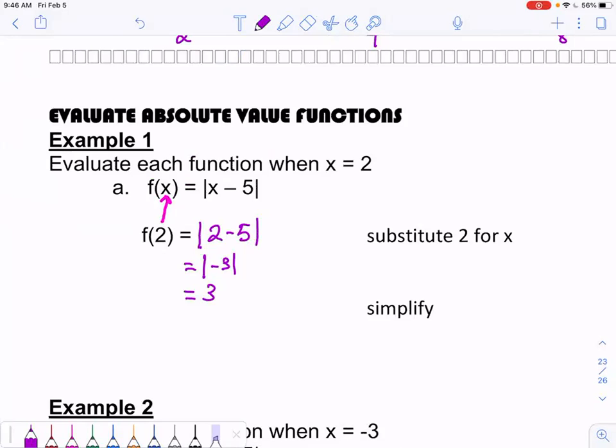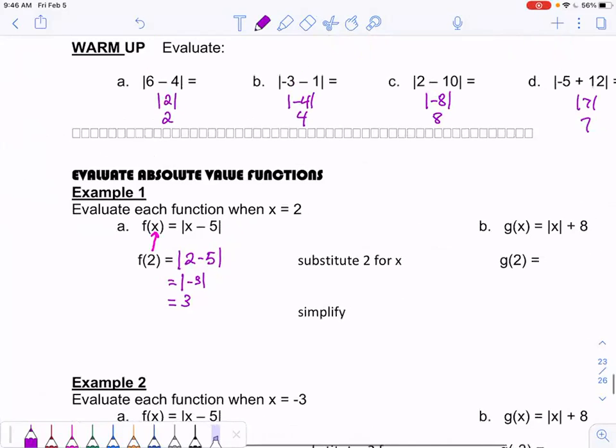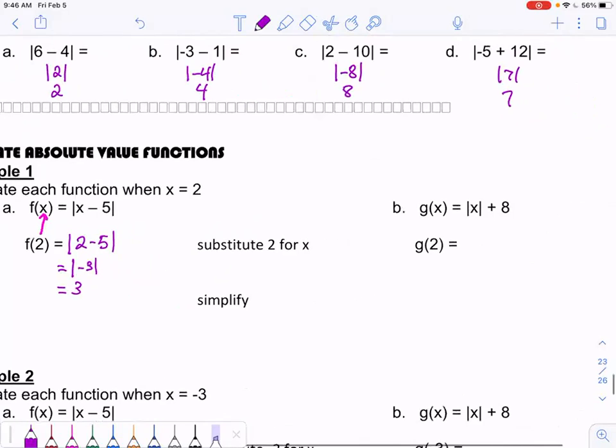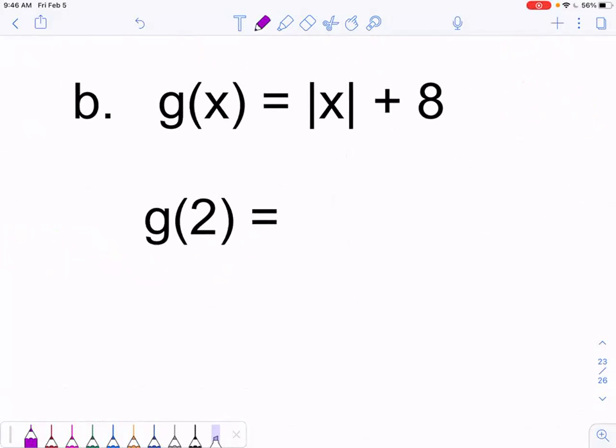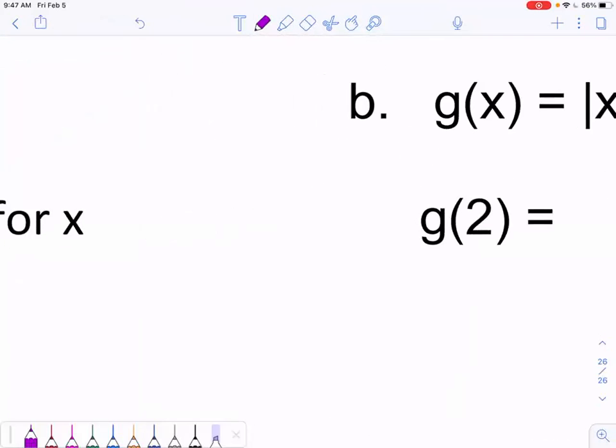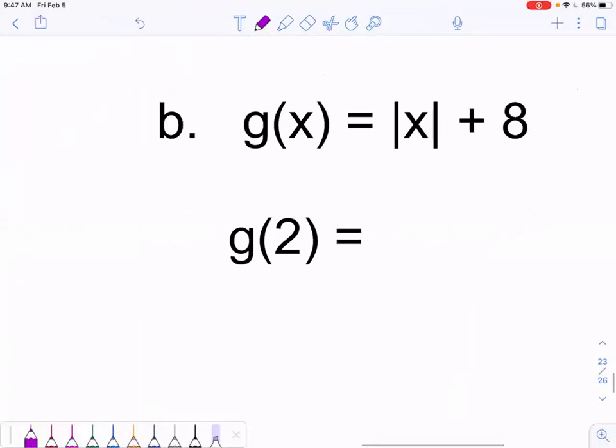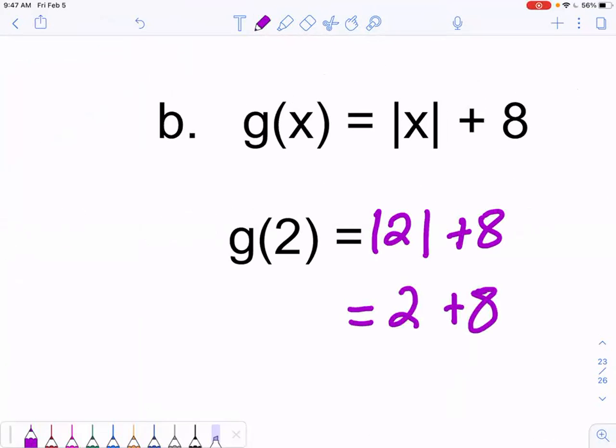Chapter 2, function notation. Let's look over example B. Haley, what should I write down here? G of 2. Good, so you get the absolute value of 2 plus 8, and then that gives you 2 plus 8, which equals 10.